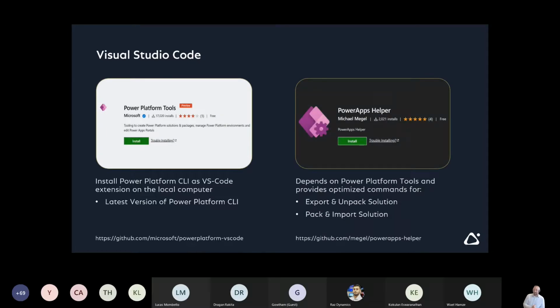When I work as a pro developer, I do this normally in VS Code. For this, Microsoft have added an extension which automatically installs the Power Platform CLI on your local computer in VS Code. And this extension also keeps your Power Platform CLI on the newest version.